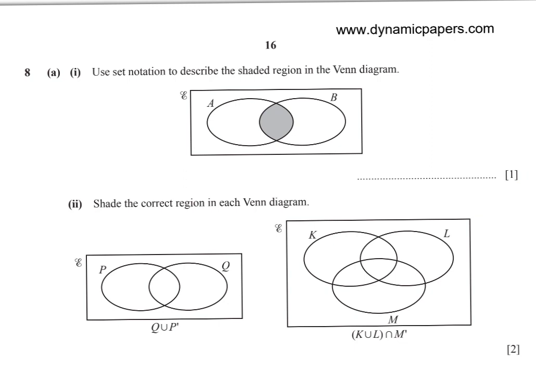Number 8. Use the set notation to describe the shaded region. The shaded region is the intersection between A and B, so A intersect B.